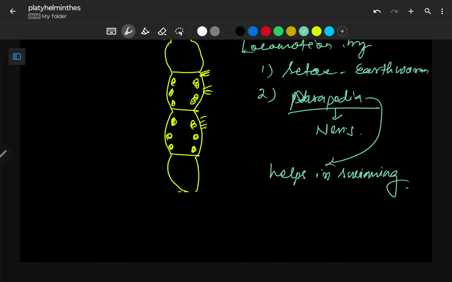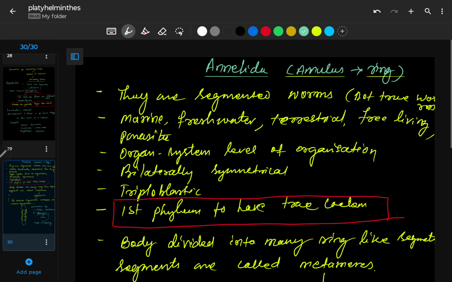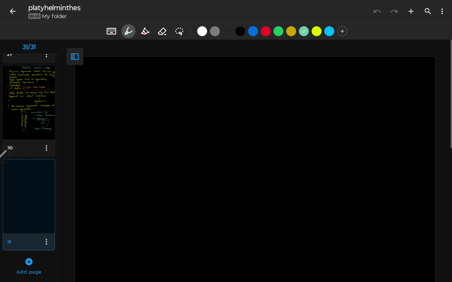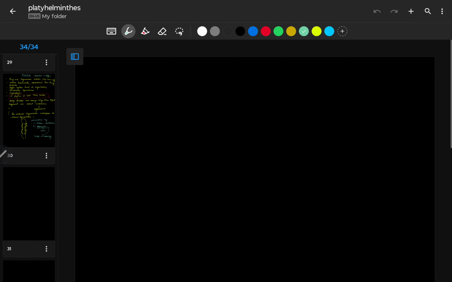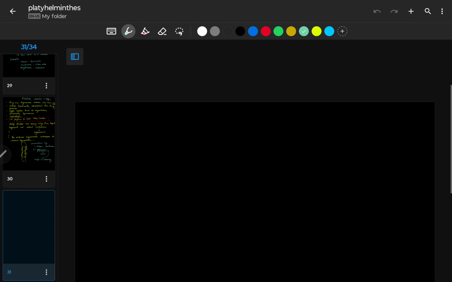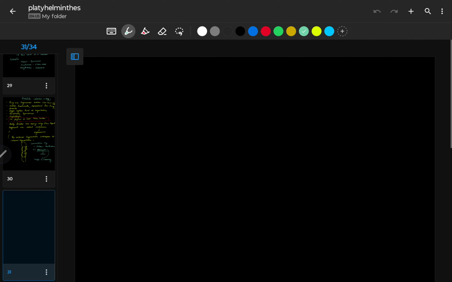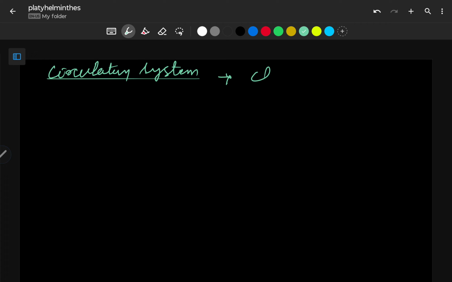Now come to the circulatory system. The circulatory system is very special here. Why? Because here the closed circulatory system is seen for the first time. Okay, so the circulatory system is a closed circulatory system.